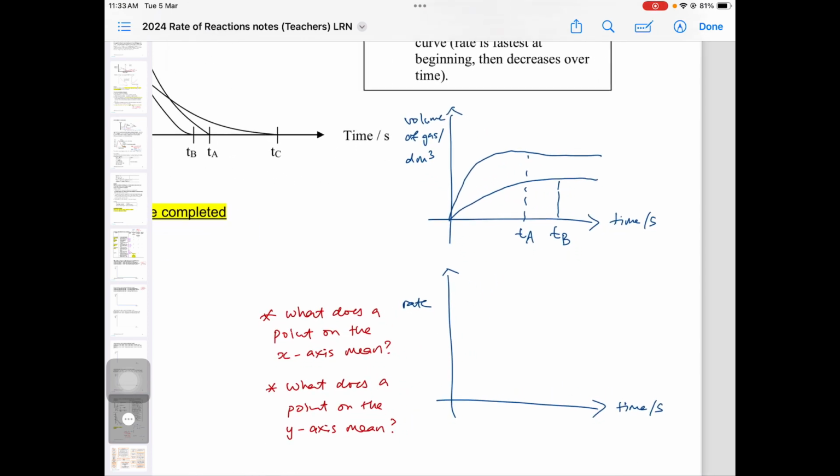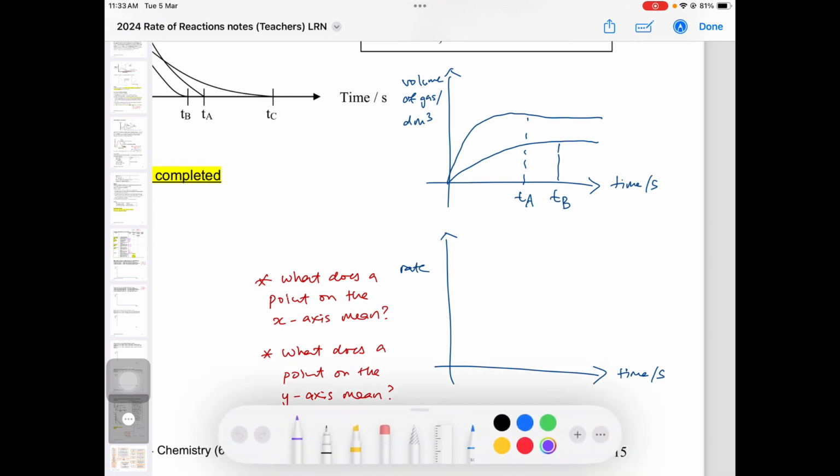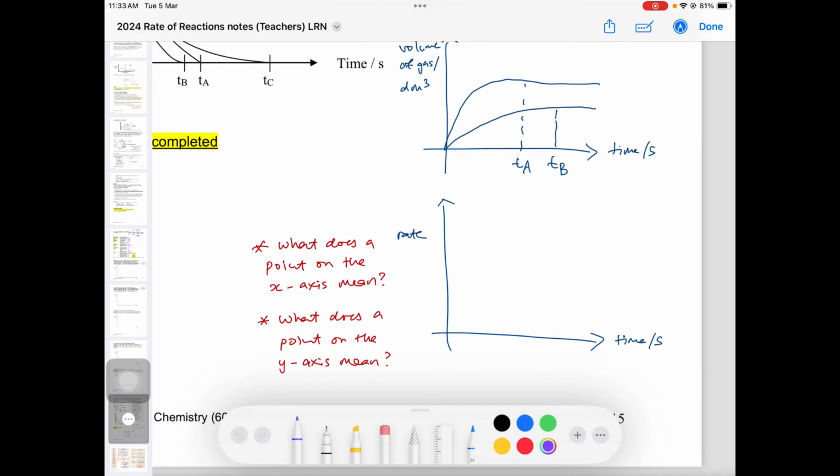If you look at the first graph, you will see that I have two curves. The y-axis is the volume of gas formed, the x-axis is the time taken, time in seconds. In order to convert a volume time graph to a rate time graph, you have to focus on two things. The first thing, ask yourself, what does a point on the x-axis on the rate time graph mean? If you have a point on the x-axis, it means that rate equals 0. So the reaction has stopped.